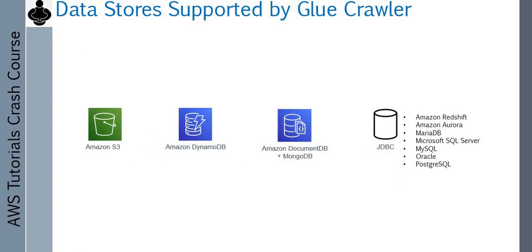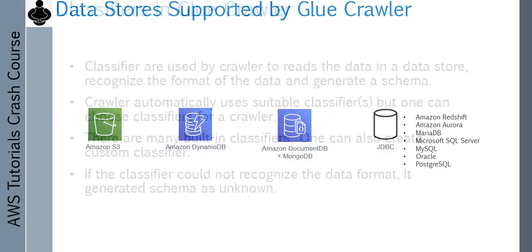Now, Glue Crawler supports different types of data. Your data could be sitting in an S3 bucket. It could be sitting inside DynamoDB in a NoSQL format. It could be documents sitting inside DocumentDB. Or you can also talk to various JDBC endpoints or relational databases such as SQL Server, Oracle, MariaDB, Aurora, or even warehouse products like Amazon Redshift. All these different types of data stores are supported by Glue Crawler.